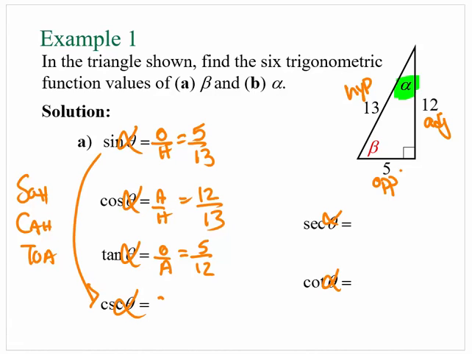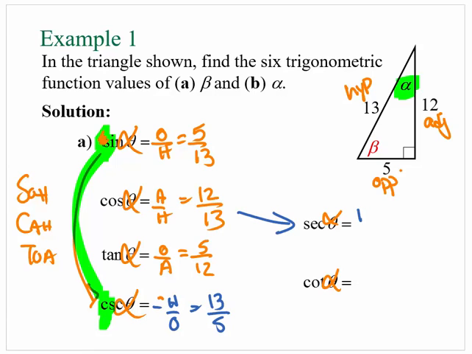Cosecant, remember, the S of sine goes with the C. So we have hypotenuse over opposite, which is 13 over 5. Here we have 13 over 12, and here we have 12 over 5.